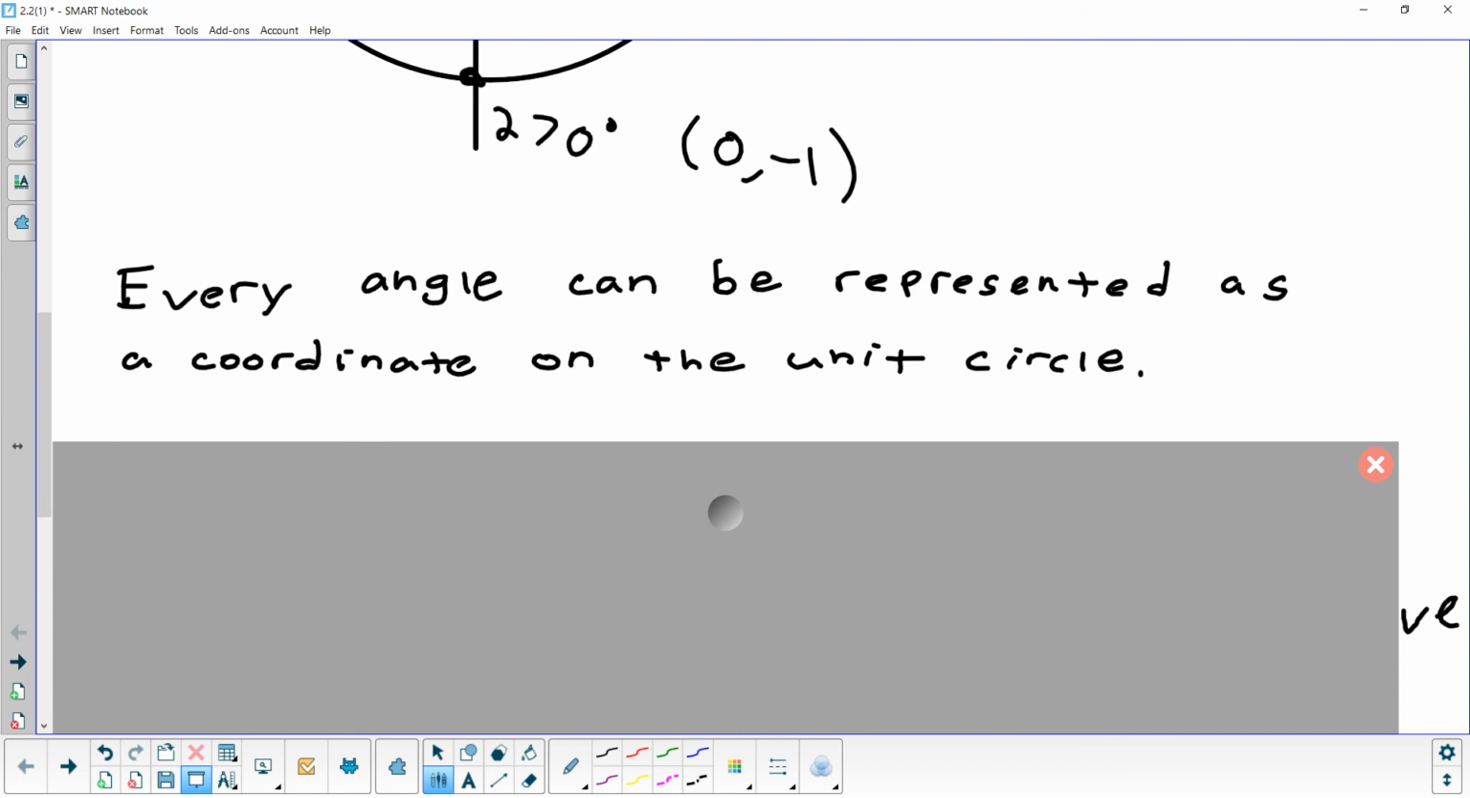All right. So basically what I just explained to you. Every angle on the circle can be represented as a coordinate. And again, even though we could do every angle, we're not. We're going to stick to certain angles, 30s and 45s, multiples.